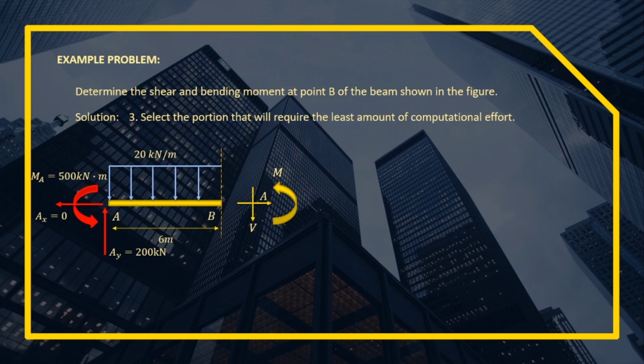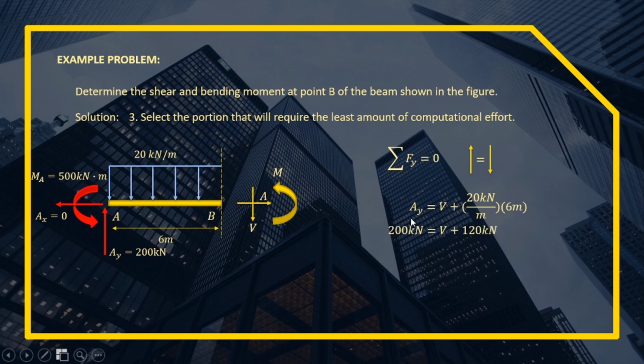Let's start first with the left portion, guys. We'll use summation of force vertical equal to 0. Equate all the upward forces to all the downward forces. The upward is AY only which is 200 kN, and the downward is our V, which is the shear, and the load of 20 kN per meter multiplied by its length which is 6 meters. We have a value of AY of 200 kN, then simplify. 20 times 6 is 120. Move to the other side, it becomes negative. So 200 minus 120, 80 kN. When we get a positive result, it means our direction for V, which is downward, is correct.